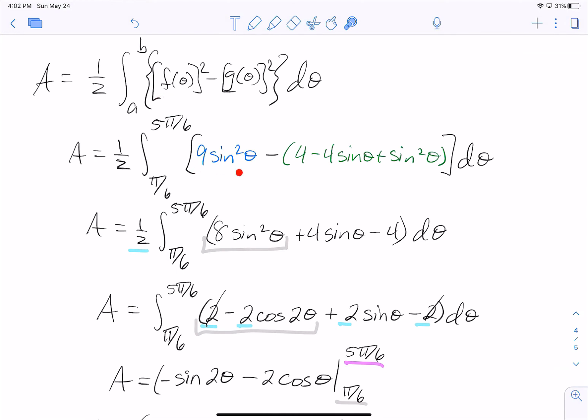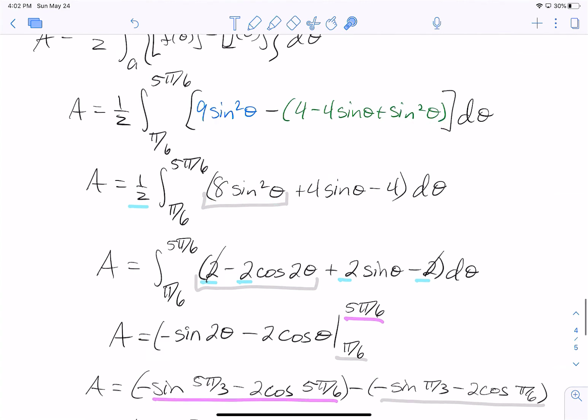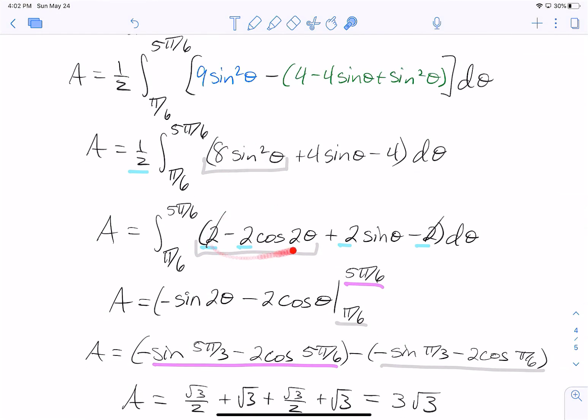Squaring f, we get 9 times the sine squared of theta. Squaring g, we get 4 minus 4 sine of theta plus the sine squared of theta. And so our integral is 1/2 times the integral from pi over 6 to 5 pi over 6 of 9 sine squared of theta minus the quantity of 4 minus 4 sine of theta plus the sine squared of theta. Collecting like terms, 9 sine squared of theta minus sine squared of theta gives us 8 sine squared of theta, and then we apply a power reducing formula and distribute the 1/2 in front of the whole thing.